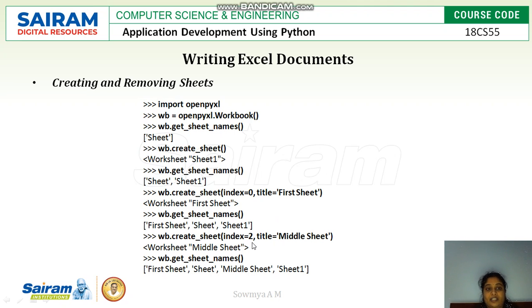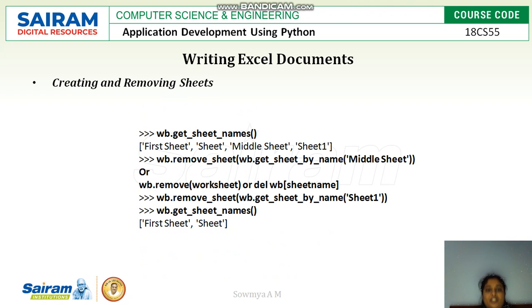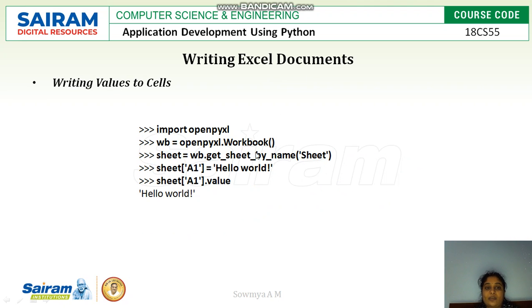And to remove the sheets, we make use of wb.remove_sheet and get_sheet_by_name. So the argument for remove_sheet will be wb.get_sheet_by_name, or we can make use of wb.remove(worksheet) for new versions, or we can make use of del wb[sheet name]. So for the latest version, we can make use of remove with the sheet name directly, or the del method to delete the sheet name.